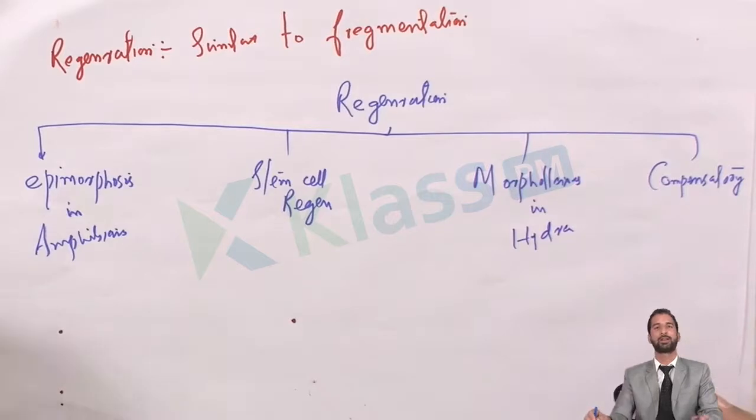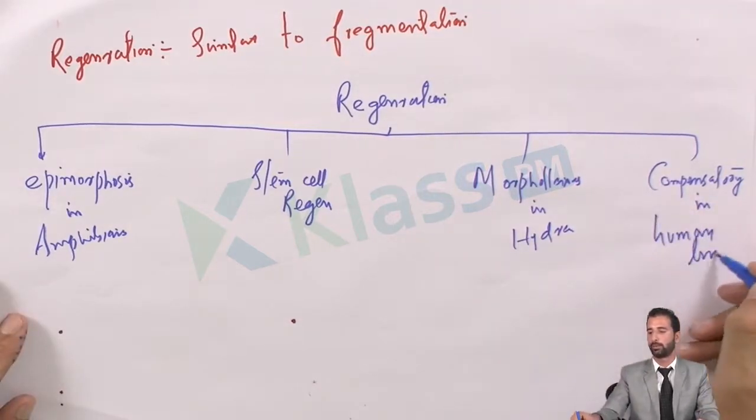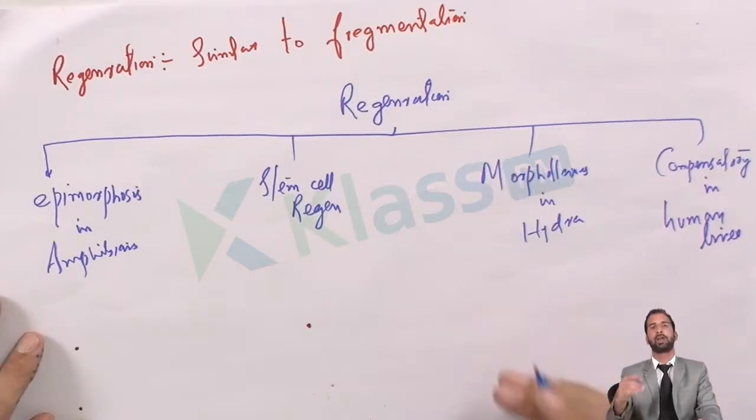Now third is compensatory regeneration. Compensatory regeneration occurs in the human liver. If a part of the liver is cut down, it will regenerate. At the cut site of the liver, the cells undergo excessive cell division, that is mitosis, in order to complete the cut site. This is the form of regeneration which occurs mostly in humans.